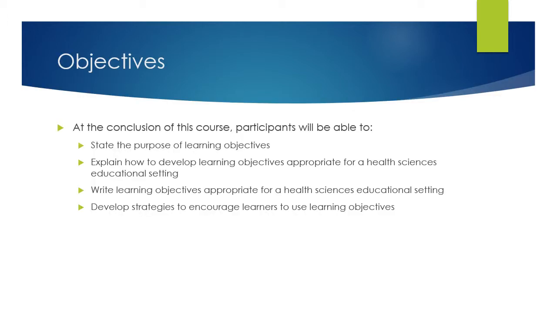So what we plan to cover within this seminar, and what I will be covering within this lecture, is for you to be able to state the purpose of learning objectives by the end of this course, and then also explain how you develop learning objectives that are appropriate for a health sciences educational setting. You'll also have an opportunity to write some learning objectives and get some feedback on objectives that you've created that are appropriate to your setting. And we'll also talk about some strategies that help your learners use objectives to study and better understand what outcomes you have intended for them by the end of a module or a course or whatever activity you're working on.